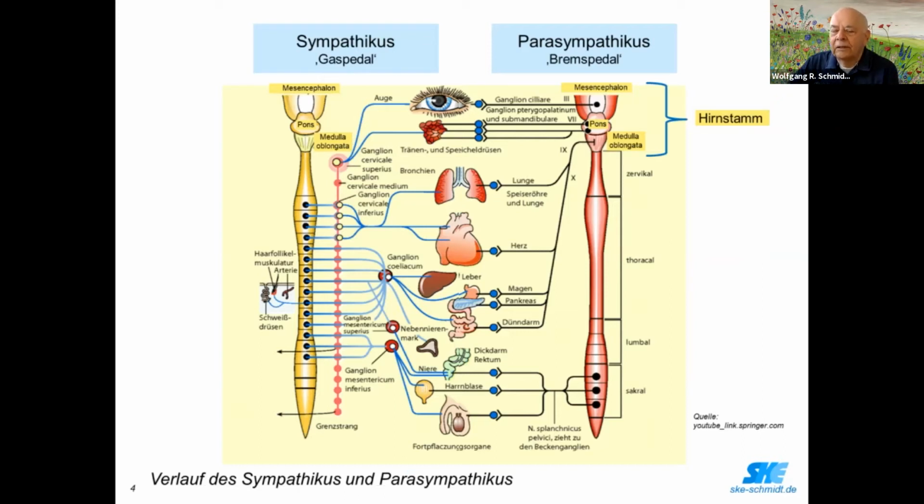In brief, we have the sympathetic nerve on the left side, the parasympathetic on the right side, and we could liken it, we could say the sympathetic nerve is the accelerator pedal and the parasympathetic nerve is the brake pedal in our nervous system. That was for a long time state of the art in science. So we have these two antagonists who more or less balance each other out.